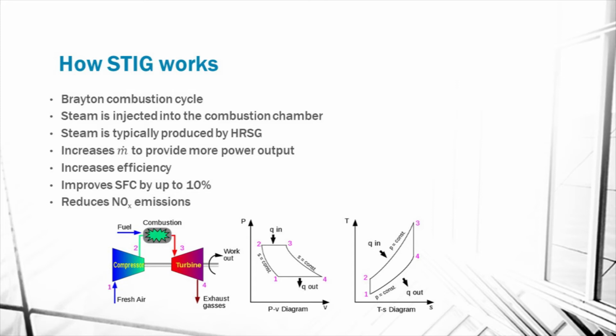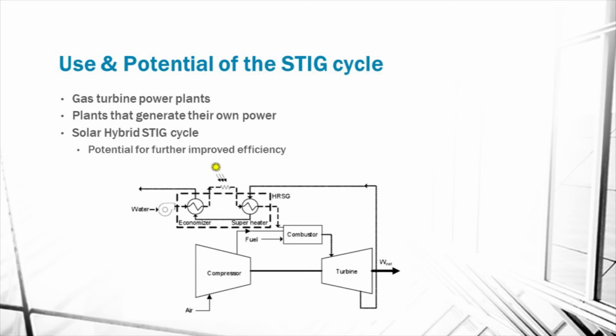With the increased efficiency, you also get an improvement in the specific fuel consumption by normally up to 10%. So the steam injection also reduces nitrogen oxide emissions by reducing the combustion flame temperature. So not only are we getting an improved overall efficiency and a reduced fuel consumption, we're also getting a reduction in emissions. So current and potential use of the STIG cycle.